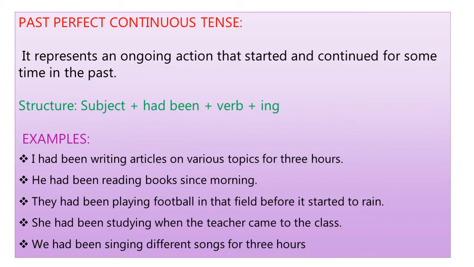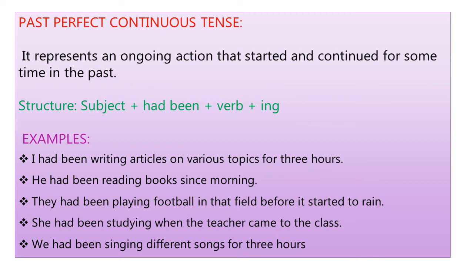Next we are going to see past perfect continuous tense. It represents an ongoing action that started and continued for some time in the past. That means the action started in the past and the action was going on for some period of time in the past itself. And the structure of this tense is subject plus had been plus verb plus ing, that means verb present participle.